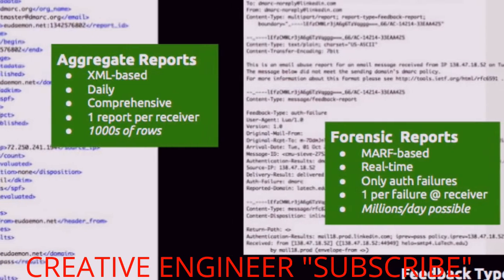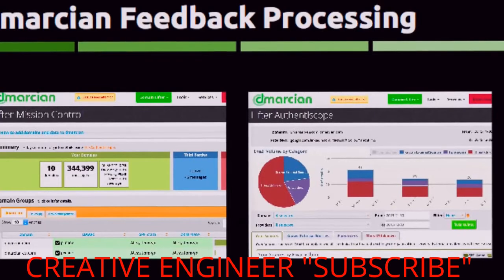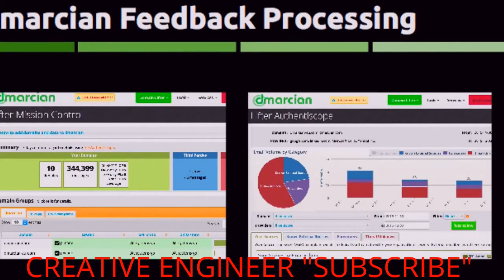Although some humans and most Androids can read XML directly, dmarcian specializes in processing these reports, identifying what steps need to be taken so that normal people can get DMARC into place without having to become experts in email authentication.